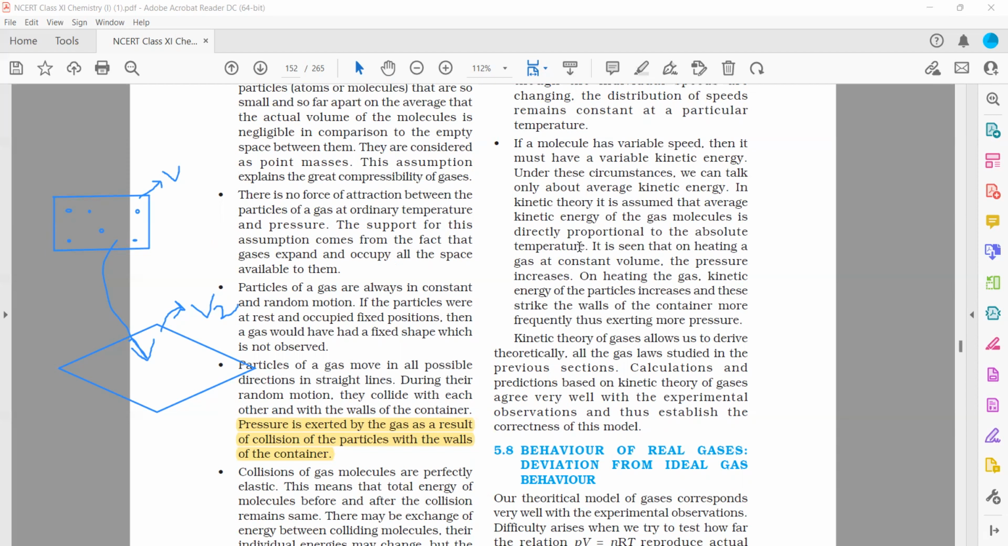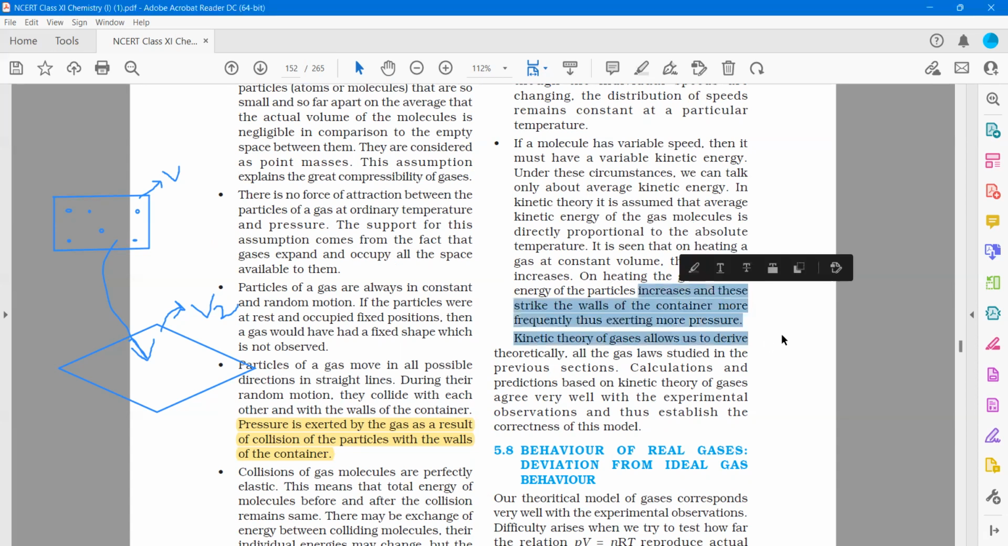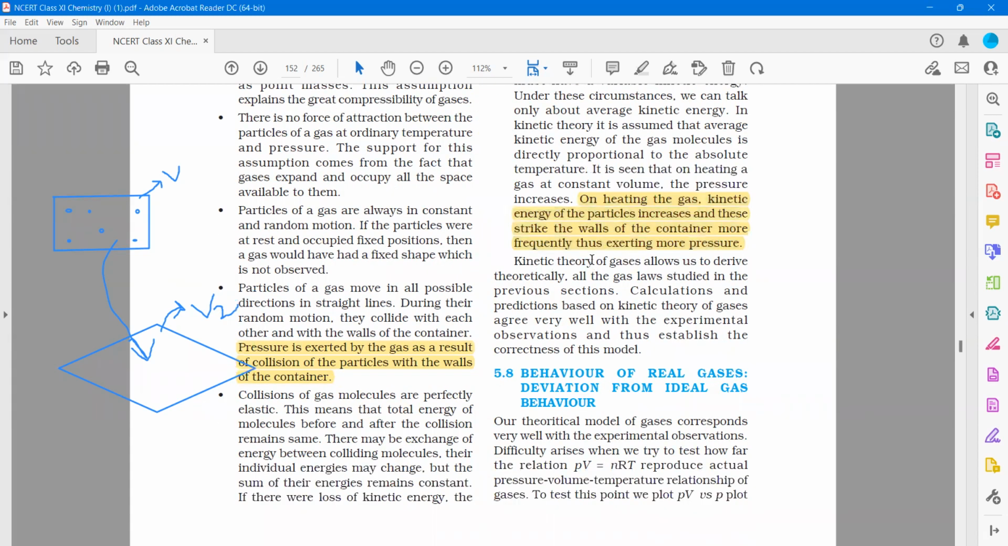So at a constant temperature, the average kinetic energy of the system will always be constant. It is seen that on heating a gas at constant volume, the pressure increases and hence the kinetic energy also increases. On heating the gas, the kinetic energy of the particles increases and they strike the wall of the container more frequently, thus exerting more pressure. Very simple answer. All of these questions are very important because they have reasonable answers.